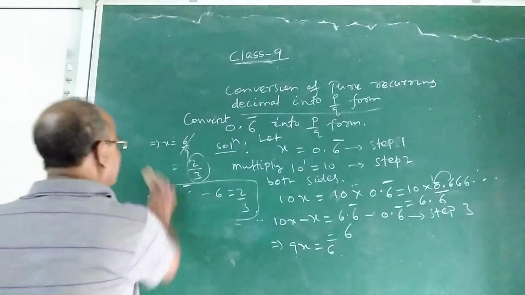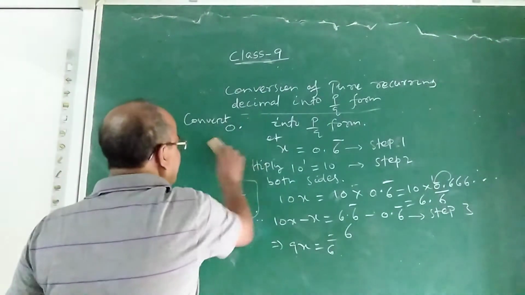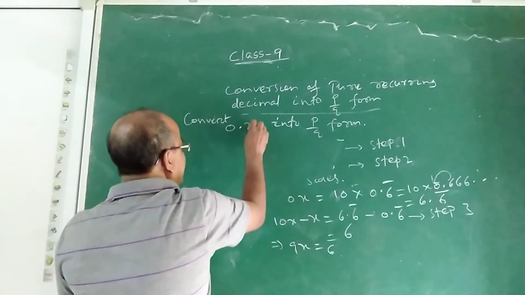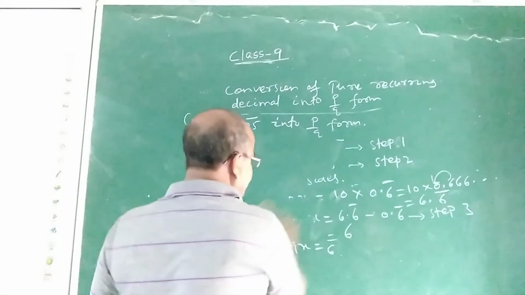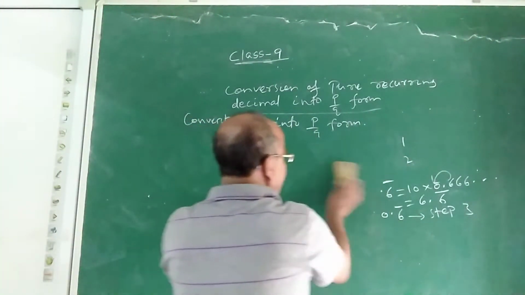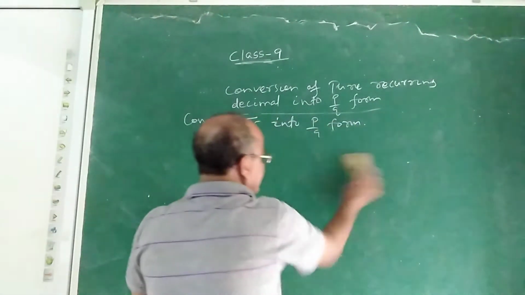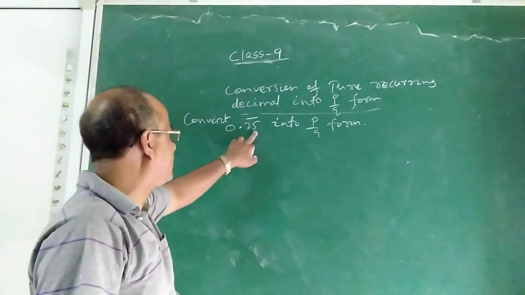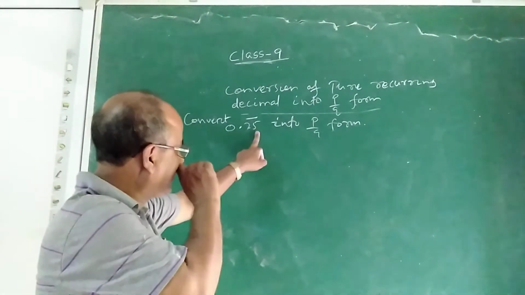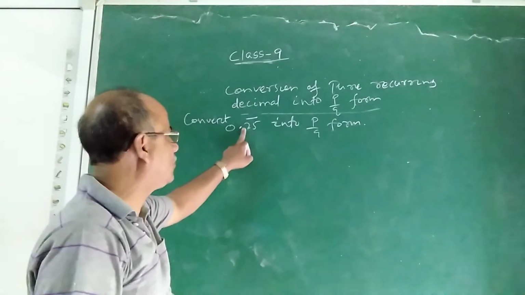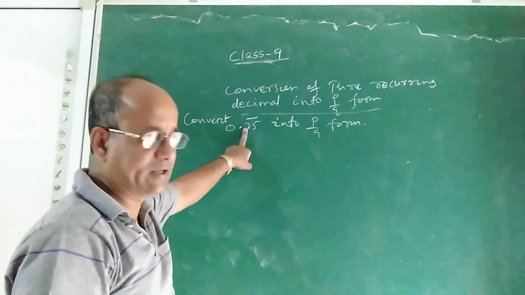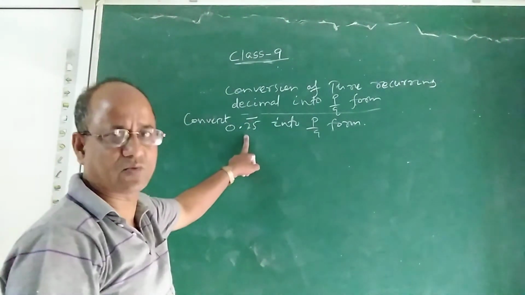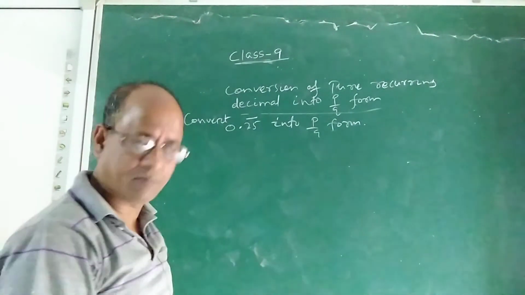Okay, let us take another one, instead of 0.6 bar. Suppose you are given a pure recurring decimal, say 0.25 bar. Look at this. This is also a pure recurring decimal because both the digits 2 and 5 are getting repeated in this number, and no digit is left which is not repeating. So it is no doubt a pure recurring decimal. Let us see how to convert this one into p by q form or rational number form.